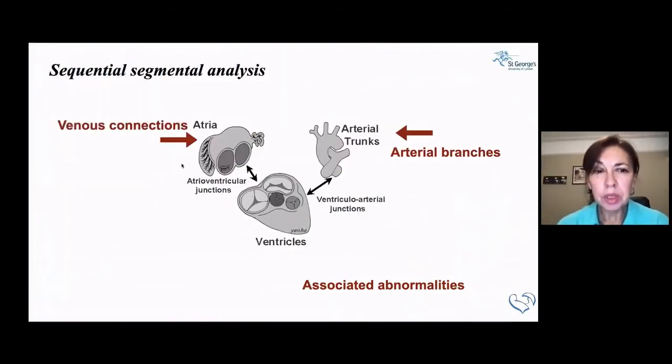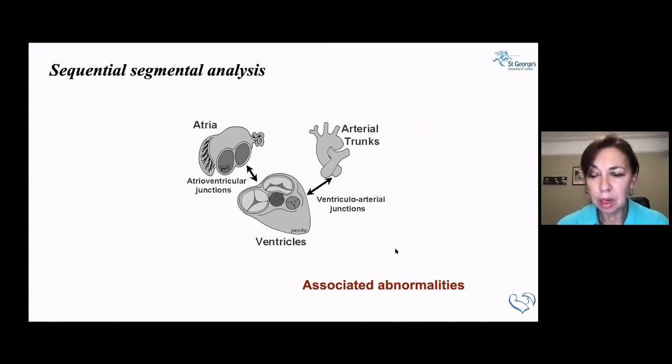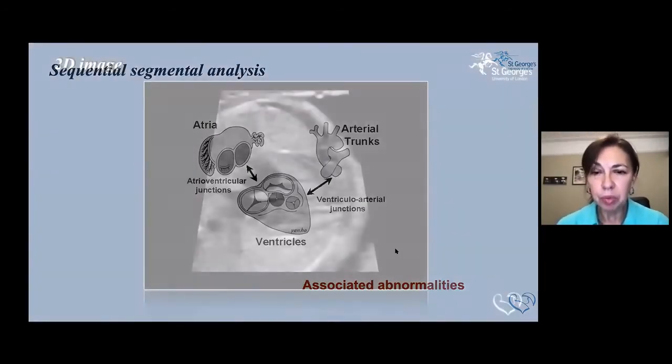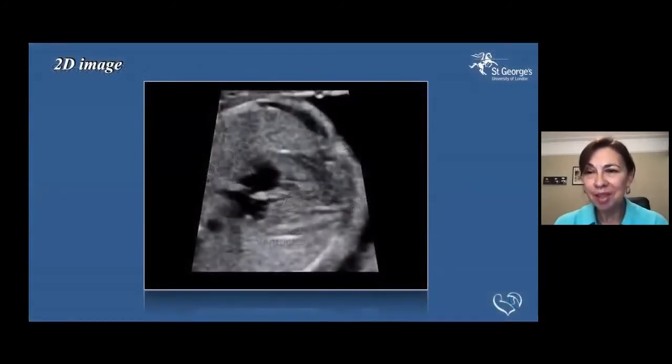Now, we talked about venous connections, now let's talk a little bit about the arterial branches. I'm just going to illustrate a little bit on associated abnormalities, very briefly, because there are so many of them that we would be much beyond the time of the webinar. So we start with a 4-chamber view.